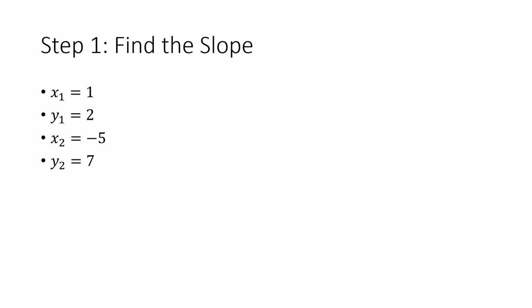Our first step in our process of finding the equation of a line is to find the slope between these 2 points. Begin with identifying the x1, the y1, the x2, and the y2. In our example, x1 is 1 and y1 is 2. x2 is -5 and y2 is 7. Substituting this into our slope formula, we have the following.